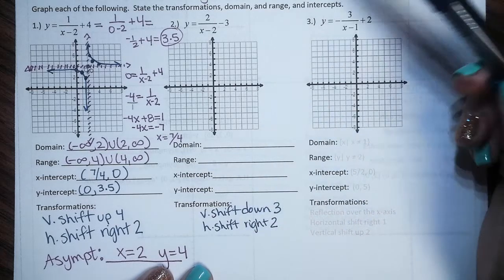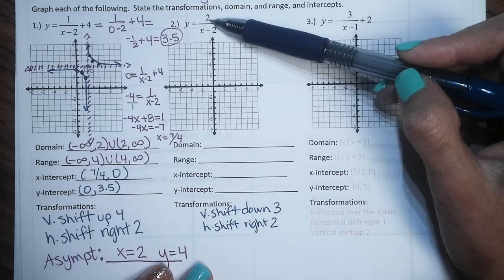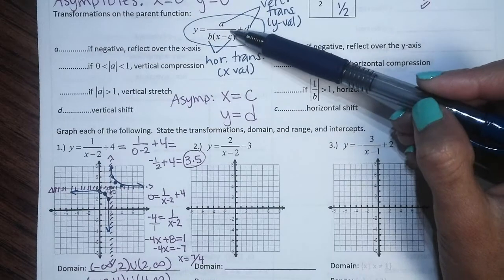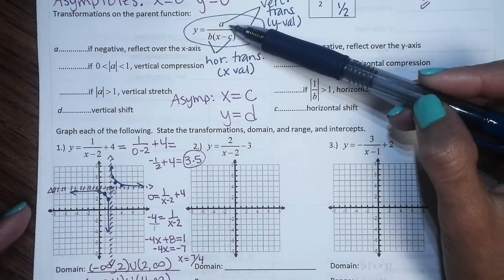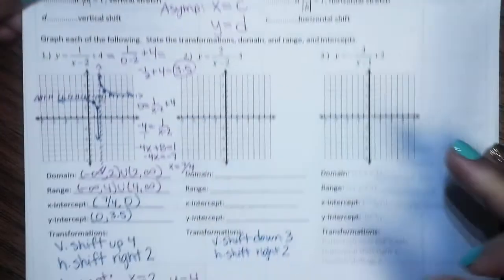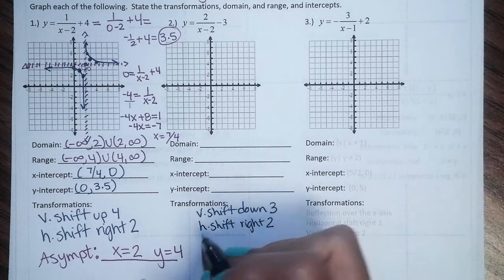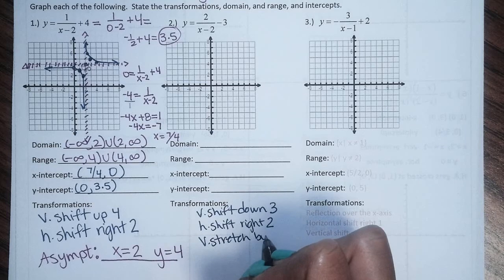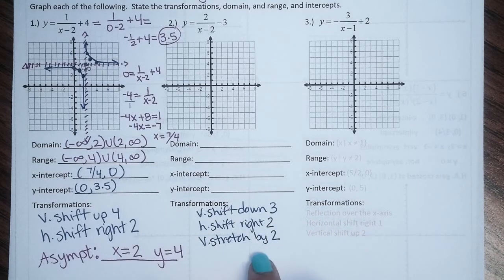And then finally, there is a 2 on the numerator. That's considered an A value because that's where the A value is here on the numerator. So that A value is considered a vertical stretch because it's more than 1. So I'm going to say vertical stretch by 2. Remember, a vertical stretch by 2 is going to stretch the y values by times 2.